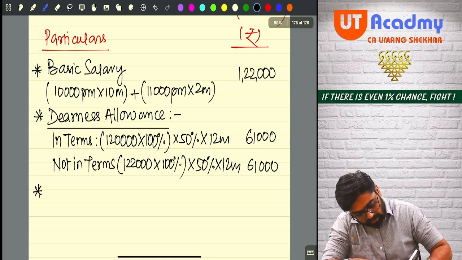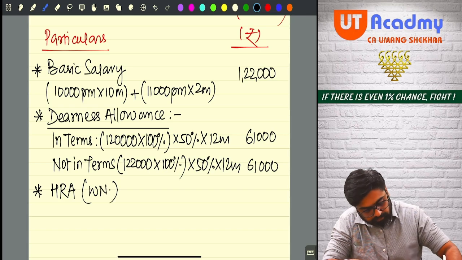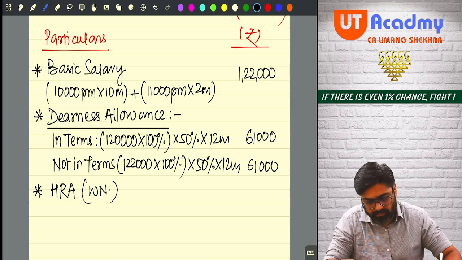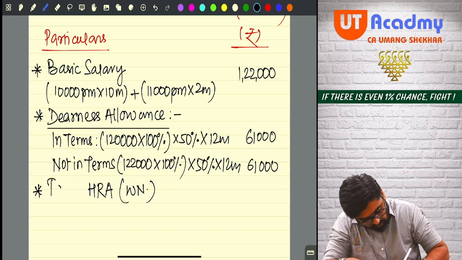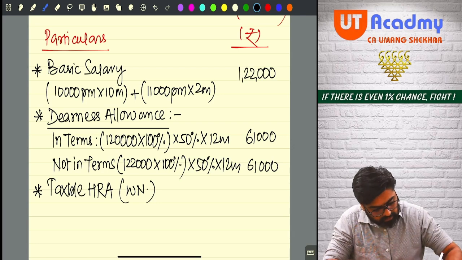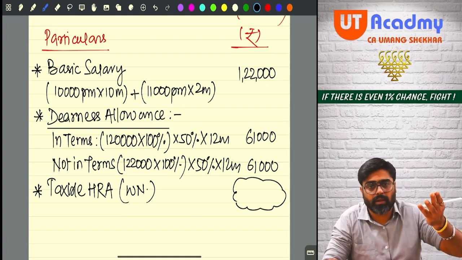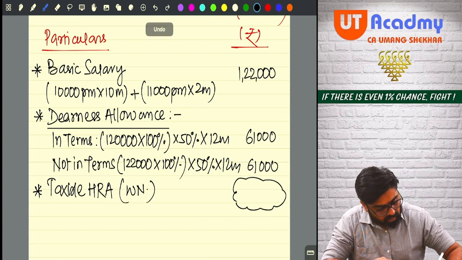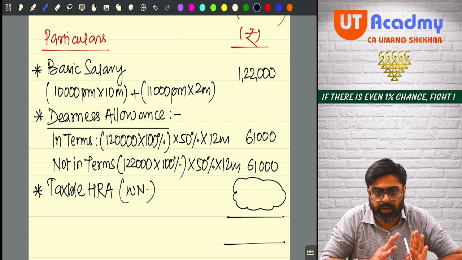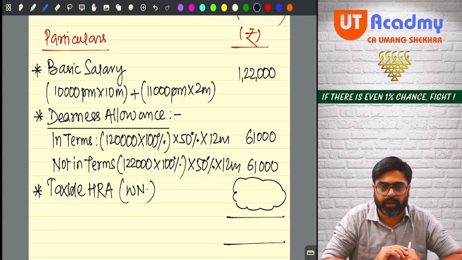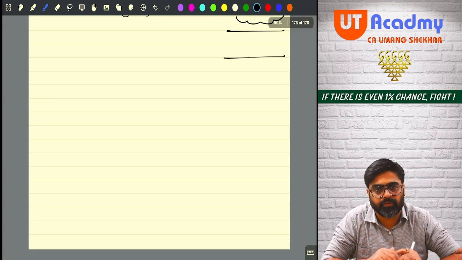Now I will have to calculate HRA. And for that HRA, I will be doing a working note. Taxable HRA. I'll write taxable HRA rather. So this amount I will calculate from a working note and I will put that amount here and then I will total what I will get, gross salary. So to get this gross salary, my taxable HRA should be correct. Okay. Now let's do the calculations for HRA. Please try and understand.